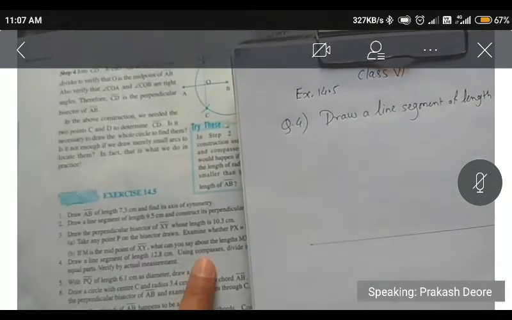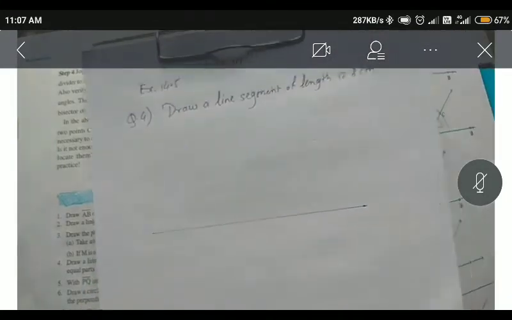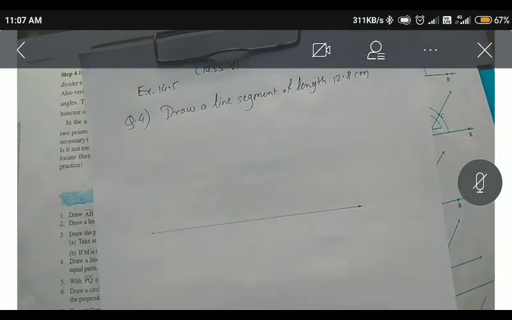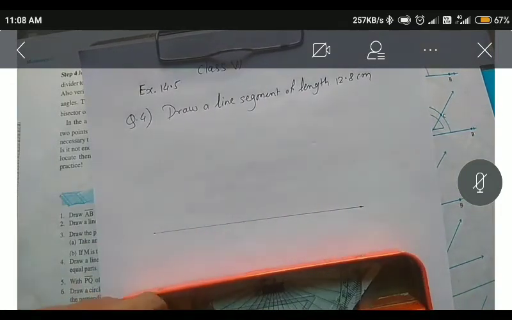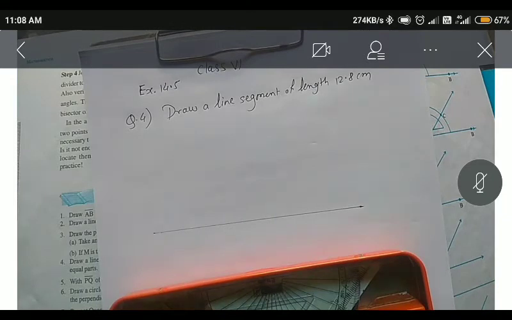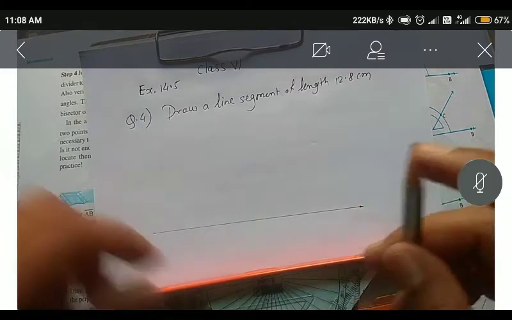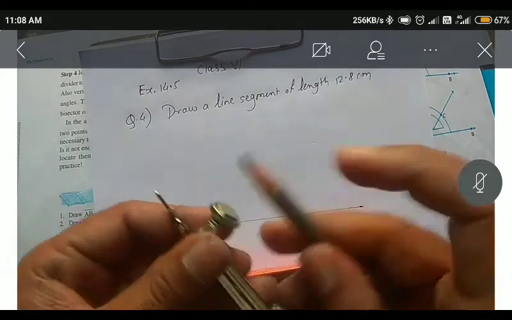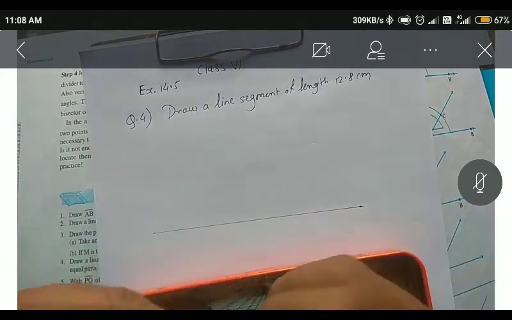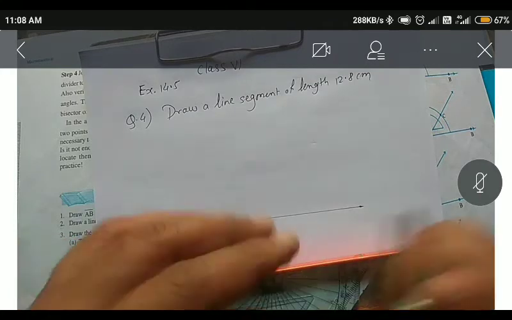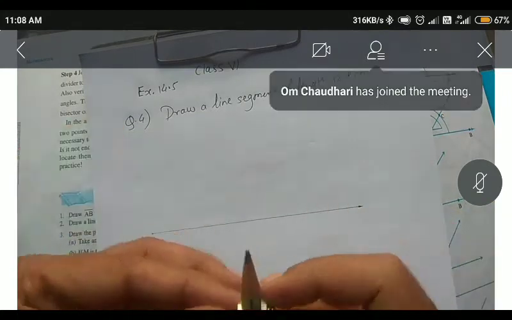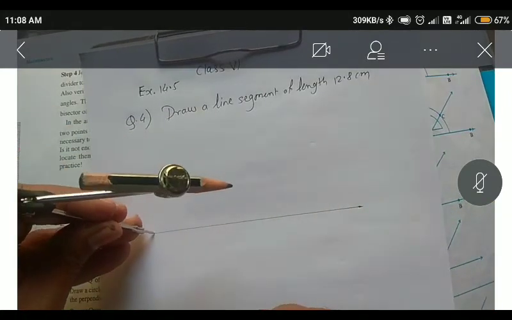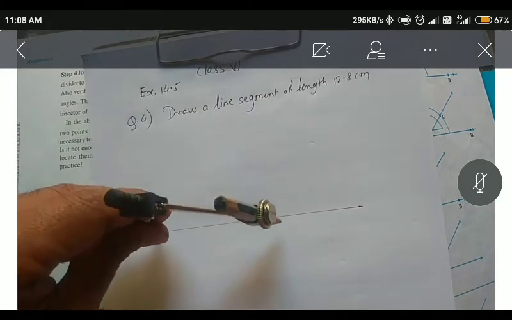Now by using compass, divide it into 4 equal parts. Okay, so by using compass, we have to divide it into how many parts? Now see, with the help of a pencil, fix the pencil in the compass. Now see, as usual, take more than half distance.